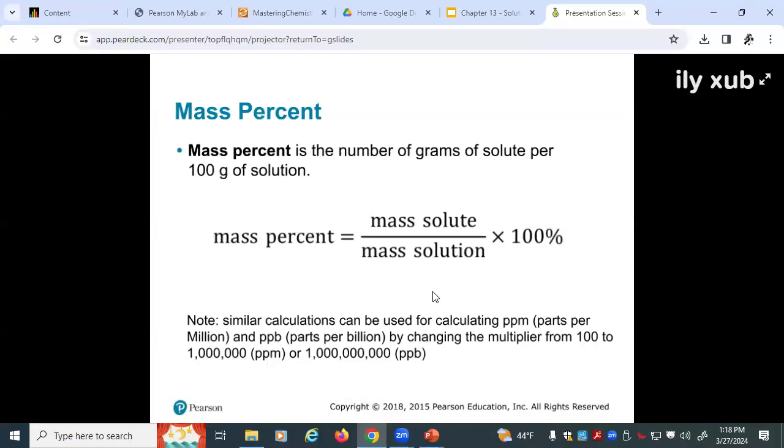It just becomes a matter of what is your context. Am I talking about mass per 100 grams or mass per 1,000,000 grams or mass per 1,000,000,000 grams? That's really the only difference between them. And so in this course, we won't deal with parts per million or parts per billion. I'm merely providing this to you because it's something you might have seen or heard before. And I just wanted you to know that it's really not different from what we're talking about here.